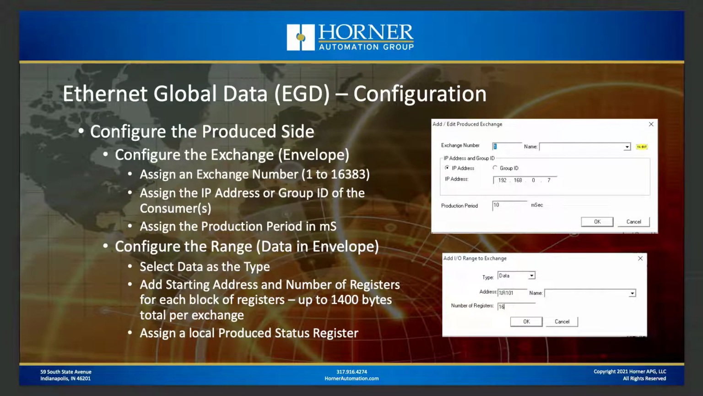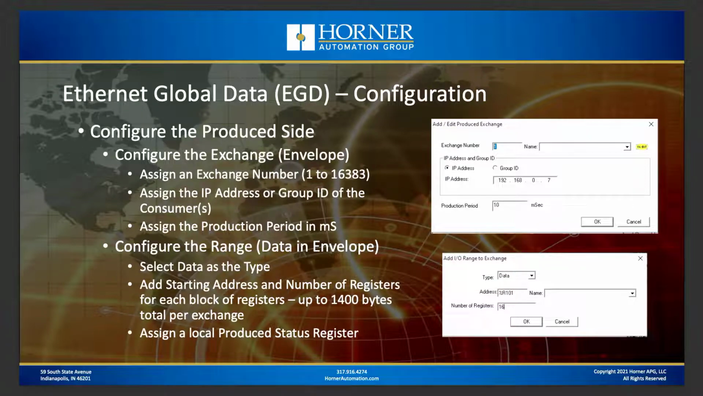So after we set the exchange number, we need to assign who we're sending it to. Are we sending it to a single IP address, another single device, or are we sending it to a group of devices? All right, if we're sending it to a single device, we're going to assign an IP address. If we're sending it to a group of devices, we're going to assign what's called a group ID, and that's a number between 1 and 32. And then we have to assign how often we're going to produce the data or send the data in milliseconds. Typical times might be 100 milliseconds or 250 milliseconds or 10 milliseconds.